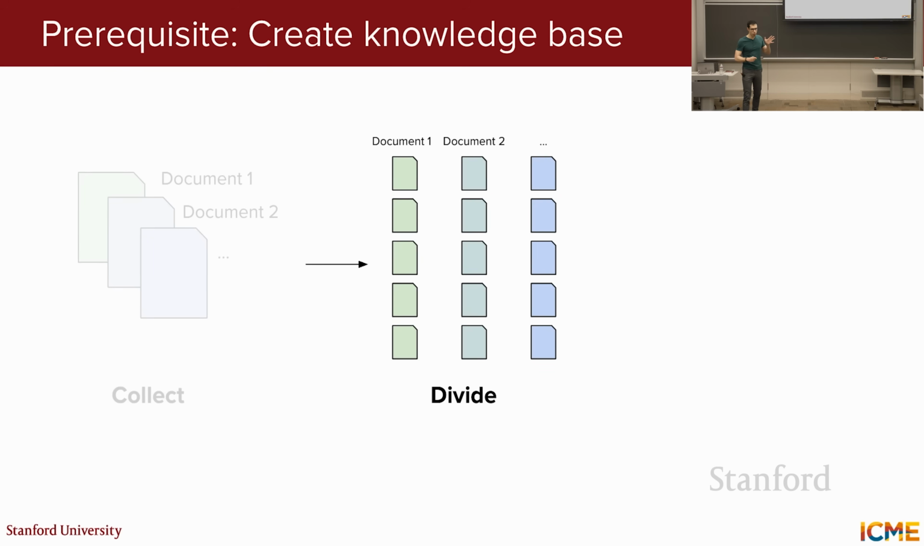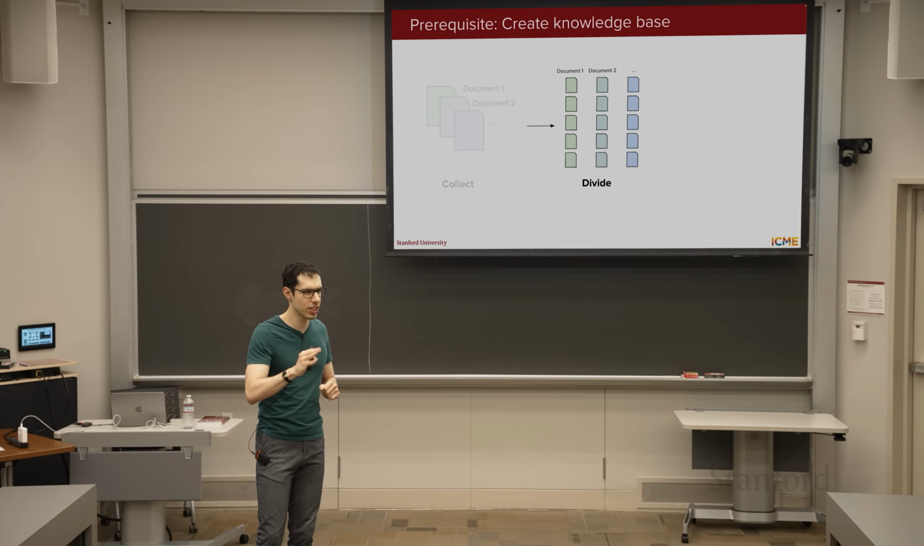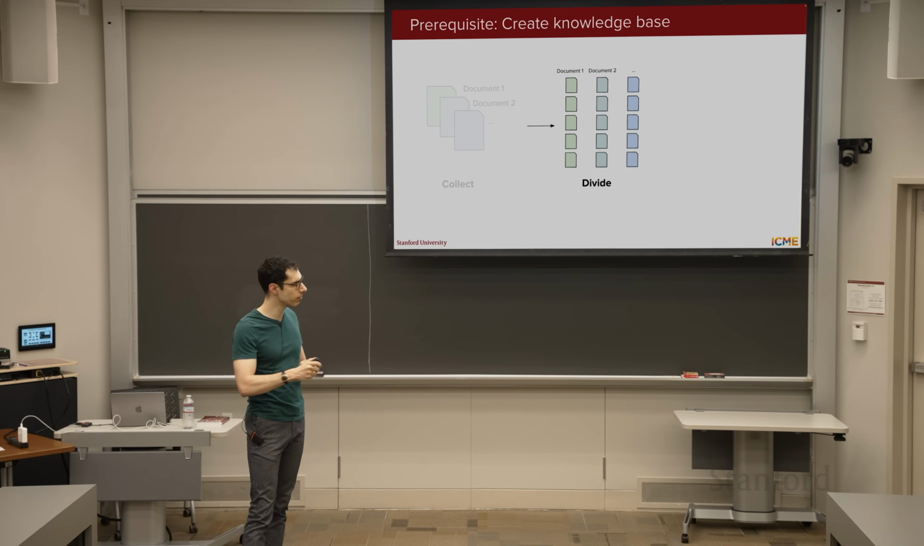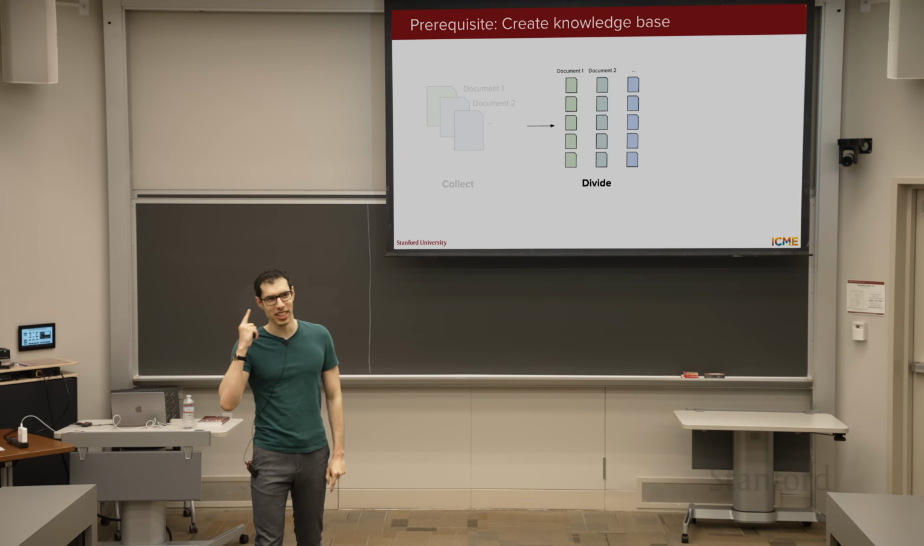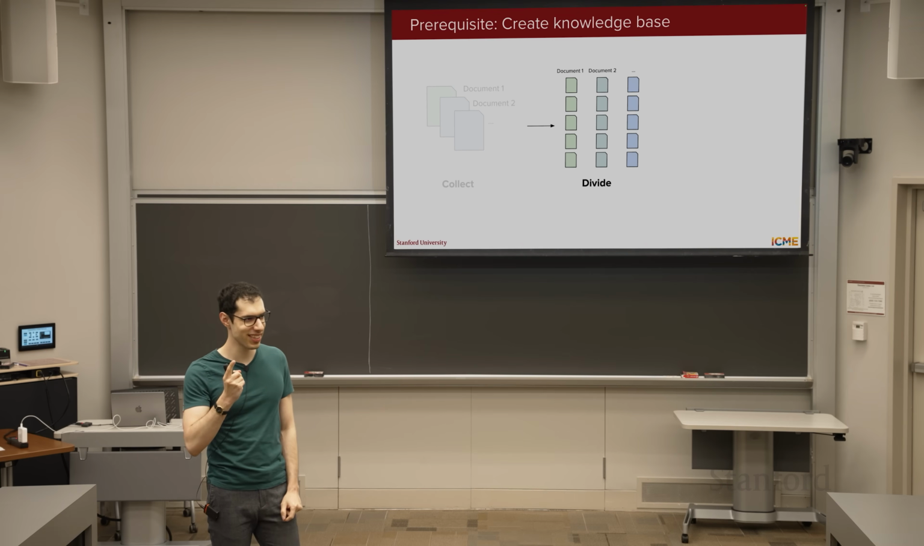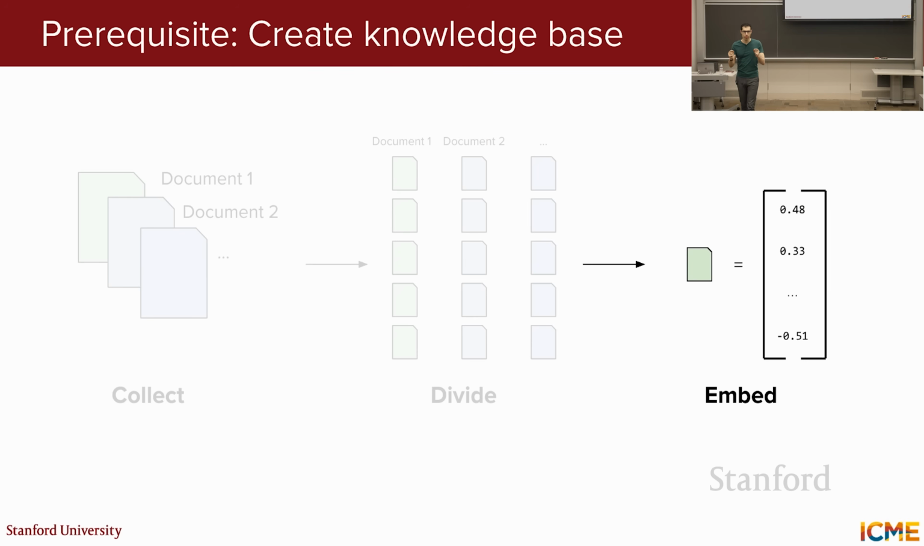Once we do that, we divide them into what we call chunks. You can think of a chunk as a subset of the document which has a given maximum length, measured in number of tokens, typically on the order of hundreds of tokens. And the idea here is, whenever you hear retrieval, you should think about embeddings. Here we compute embeddings corresponding to each of these chunks.